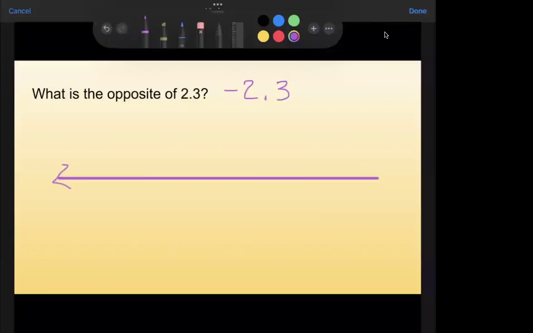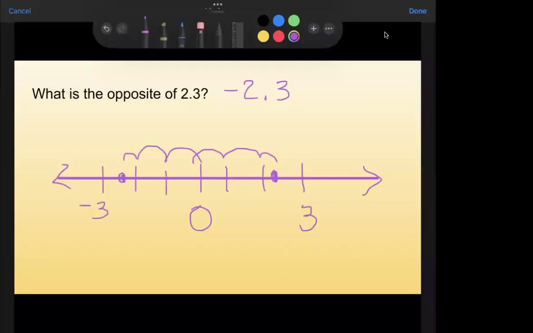So I've got my number line here. I've got my 0 in the middle, and positive 2.3, let's say that's 3, would be somewhere around here. Now I need something that's on the other side of 0 on the number line, but the same distance away. This is 0.3 and then another 2. So I need to go 2 and another 0.3, which would land me somewhere around here. Let's put those marks at -1, -2, -3. So that would land me somewhere around here. So that would be negative 2.3.